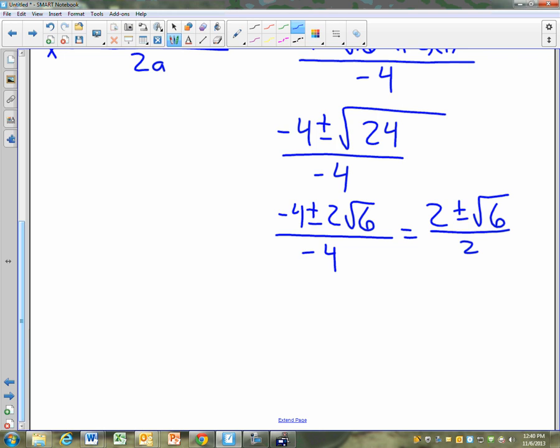Can't cancel it because you don't have a 2 there. If you had a 2 in front of the square root of 6, then you could divide everything through by 2. But it's got to cancel with all parts. Otherwise, you're reducing parts, and you get your finger chopped off.